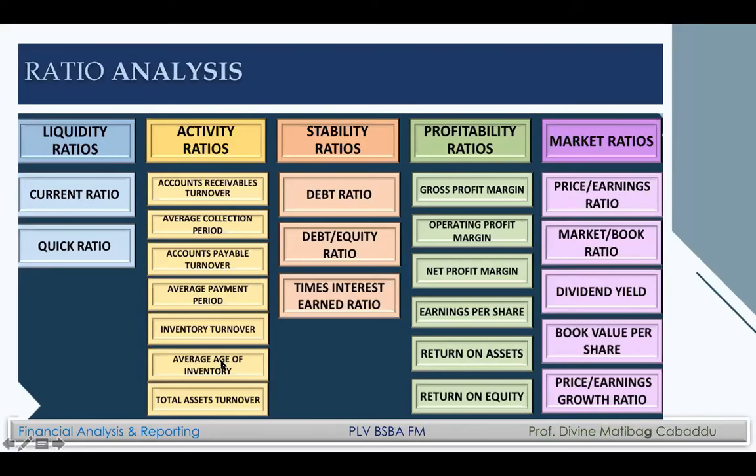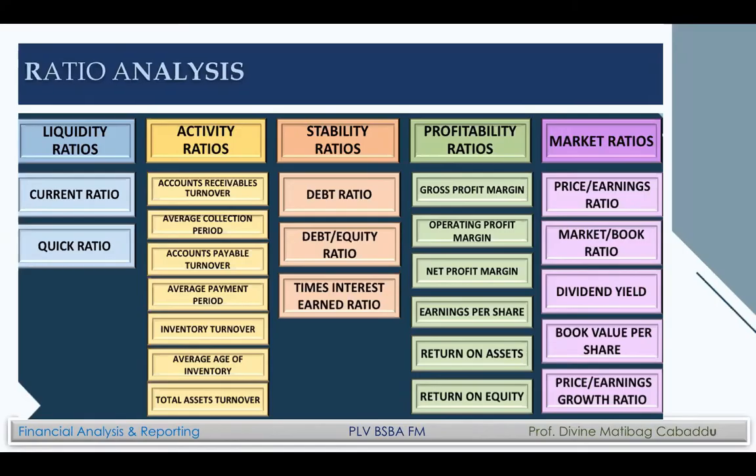total assets turnover. Now, for stability ratios, it talks about the ability of a company to pay its long-term obligations. Kanina yung liquidity, it's about the ability of a company to convert its assets, especially current assets, into cash, right? And the ability of a company to pay its short-term obligations, or ang tawag dito solvency. Now, for stability, it's for long-term naman. May kakayahan ba yung company na magbayad ng mga long-term obligations?